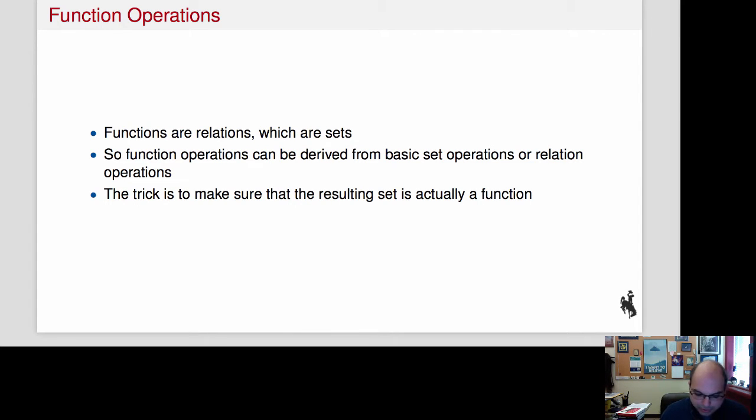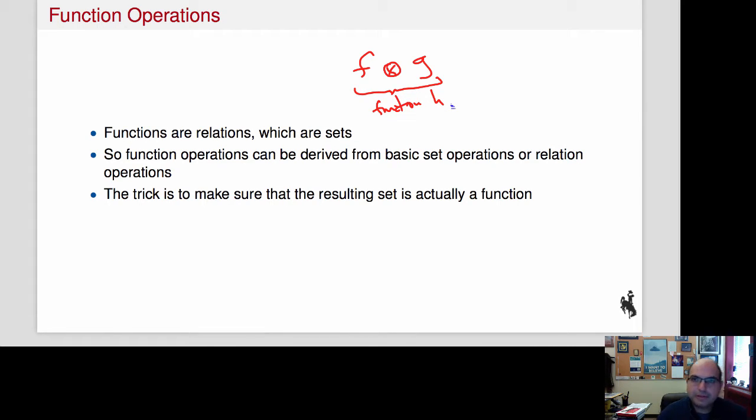So let's look at function operations. What I want to have is a function f and a function g, and I want to combine those in some way, okay? The result of this operation is actually another function, which I'm going to call h here, okay? So that's what I want. I just want a way to combine things to generate new functions.